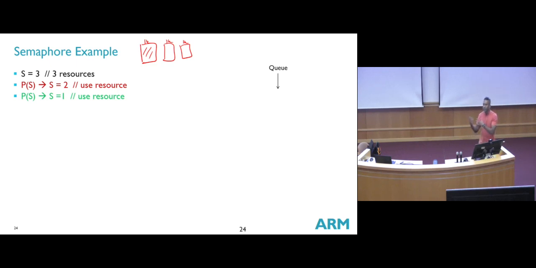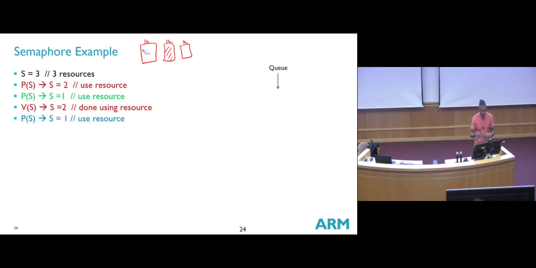Then another task comes along. It says, hey, I also want a chunk of memory. So that is also allocated, and the count goes down. Every time you take one of the resources, the available count goes down. Then one of the tasks that acquired it releases it. So, hey, I'm done with it. It's now available, correct? So the count goes up again to 2.